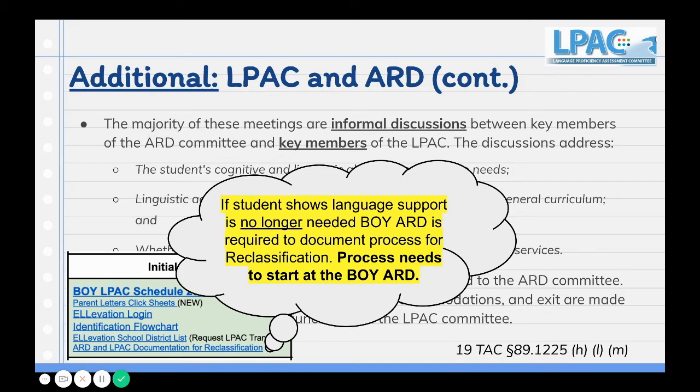If a student shows language support is no longer needed, a beginning of the year ARD is required to document the process for reclassification. This process needs to be started at the beginning of the year ARD. The documentation that you will find in the ARD is also a part of our GISD LPAC directory under Initial LPACs called ARD and LPAC Documentation for Reclassification.